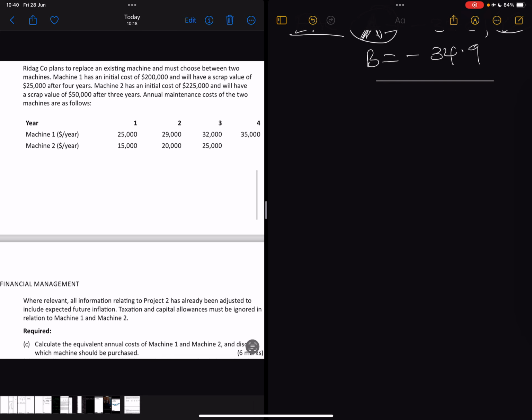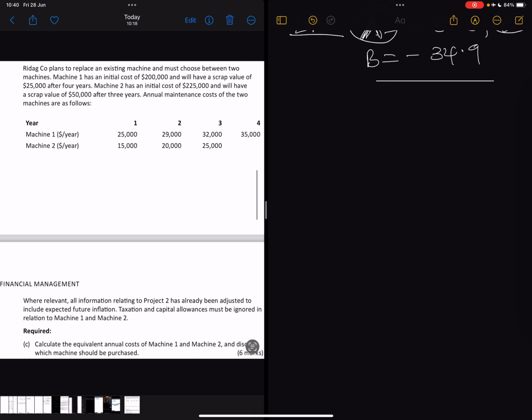And what does that mean? It means that every year we're still going to incur this cost on those assets. The only difference is that for machine 1, we're going to incur that cost for 4 years. However, for machine 2, we're going to incur maintenance cost of 15,000 for year 1, another 20,000 for year 2, another 25,000 for year 3, and after year 3, there are no more costs to incur.